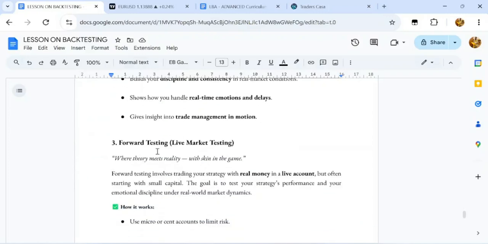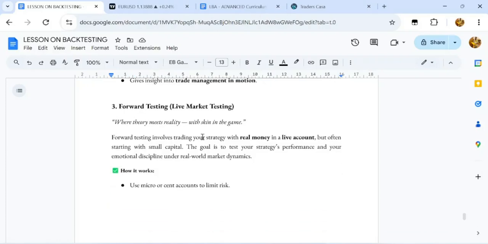So the last one is what we call forward testing. This is where the real challenge comes in, right? This is where you interact with the real face of the game. It is where theory meets reality, where all those theories you have learned. But it is good to learn those theories, because that is where the confidence is being built, or you will finalize the confidence, right? Yes, with skin in the game, where theory meets reality with skin in the game.